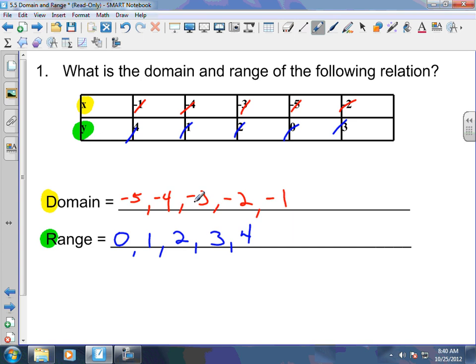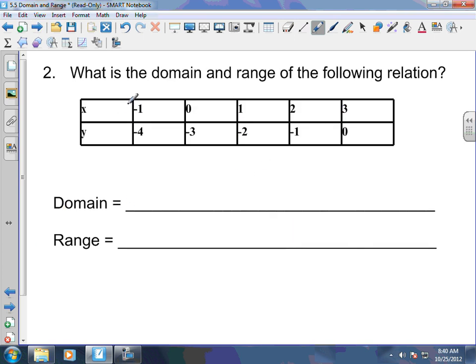That's the first step. That's the beginning of domain and range. If you're going to list them, you list them from smallest to greatest. Never repeat. So you should be able to do number 2 on your own.